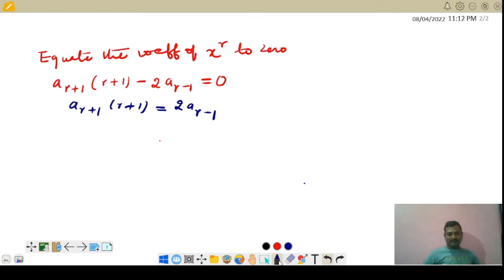ಓಕೆನಾ? ಫೈನ್. ಈಗ r+1 ಅನ್ನು ಕ್ರಾಸ್ ಮಲ್ಟಿಪ್ಲೈ ಮಾಡಿ, a r+1 equal to 2 times of a r-1 divided by r+1. So this is called, student, I told you already, this is called recurrence relation.